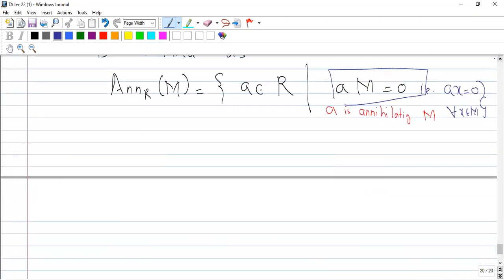So इसके चलो एग्जांपल देख लेते हैं और फिर मैं हमारा जो क्लेम है, उसको प्रूफ कर दूंगा. उससे पहले एग्जांपल देखना है. That annihilator of M, actually यहाँ पे initially you can see that this is a subset of R, and more than subset of R, it is an ideal of R.